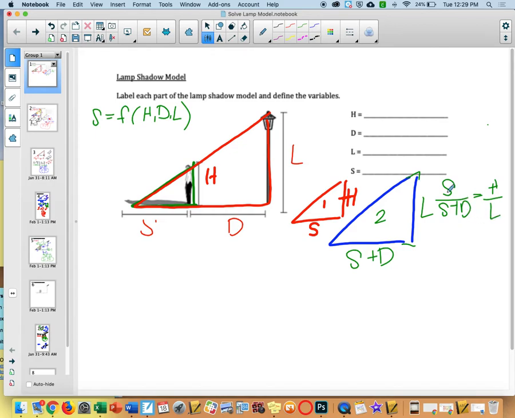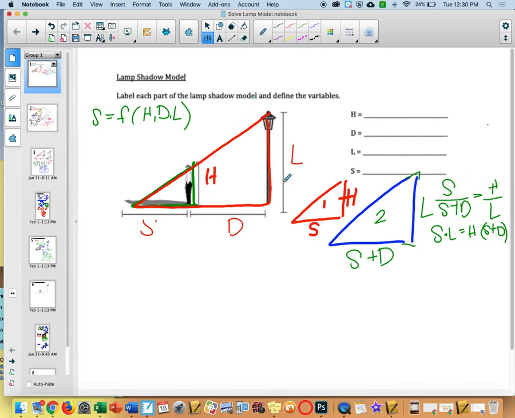Okay? But here's the deal. If I set cross products equal to each other, I would have S times L equals H times S plus D. Now, if we had some supreme algebra skills, some of the skills that you're going to get in Math 2 next year, we could rearrange this and solve for S. But let me backtrack one little bit. Why was I able to write this proportion?